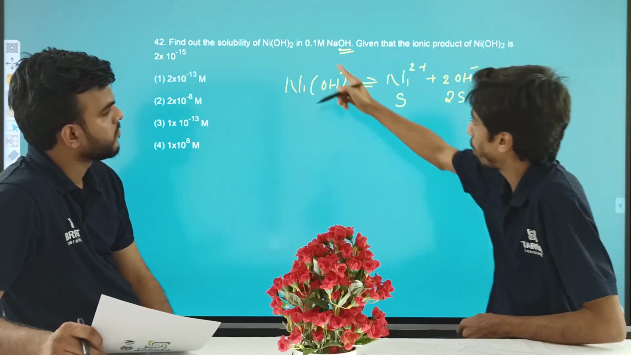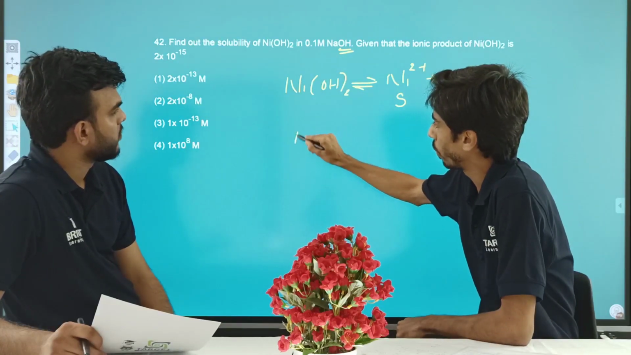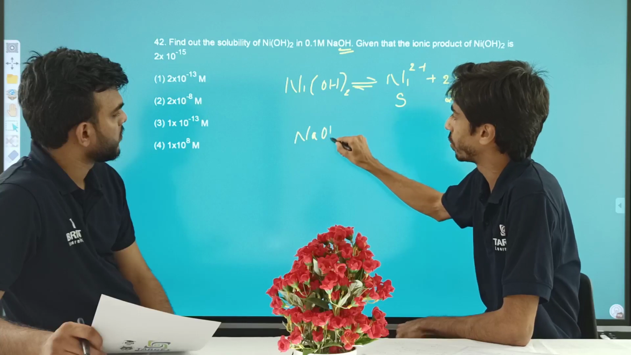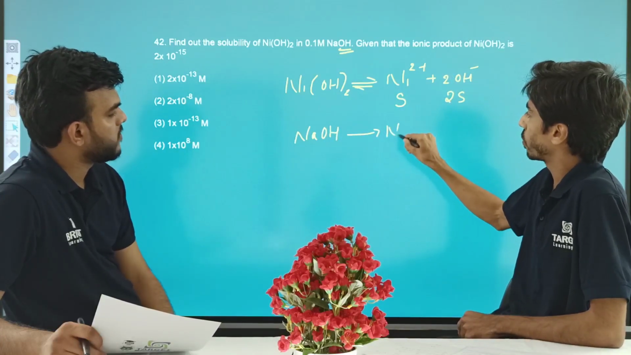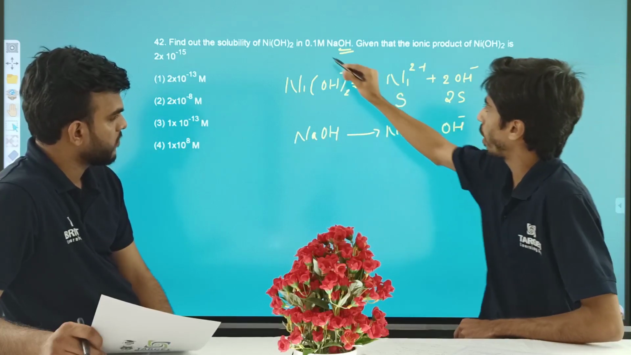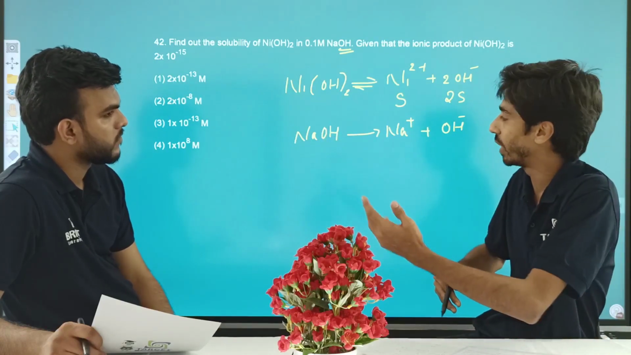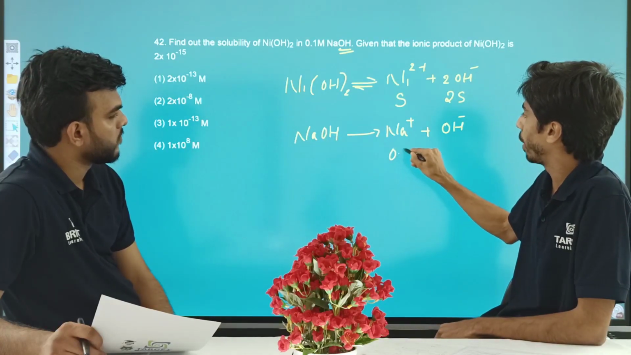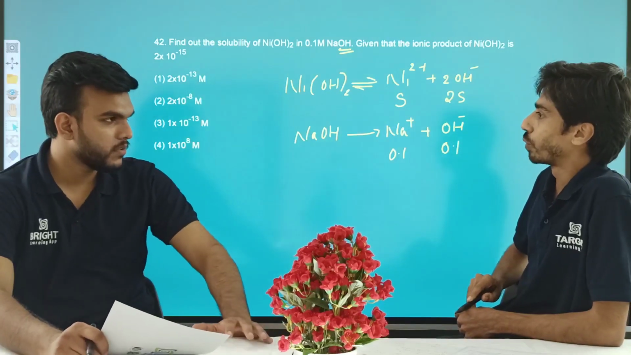But the thing is that they are provided with 0.1 molar NaOH. NaOH, we know, will completely dissociate as Na+ and OH-. If it is 0.1 molar NaOH, after complete dissociation it will produce 0.1 Na+ and 0.1 OH-.